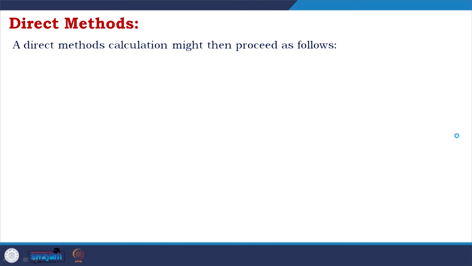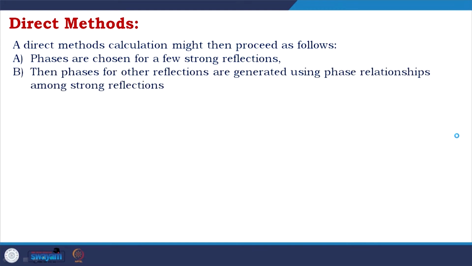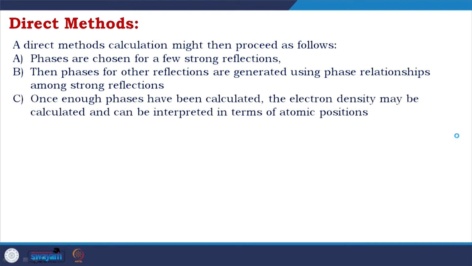A direct method calculation might then proceed as follows. 1. Phases are chosen for a few strong reflections, then phases for other reflections are generated using phase relationships among strong reflections. Once enough phases have been calculated, the electron density may be calculated and can be interpreted in terms of atomic positions. So, first the phases are chosen for strong reflections because they are easy to get, then phases for other reflections are generated using the mathematical relationships among strong reflections.